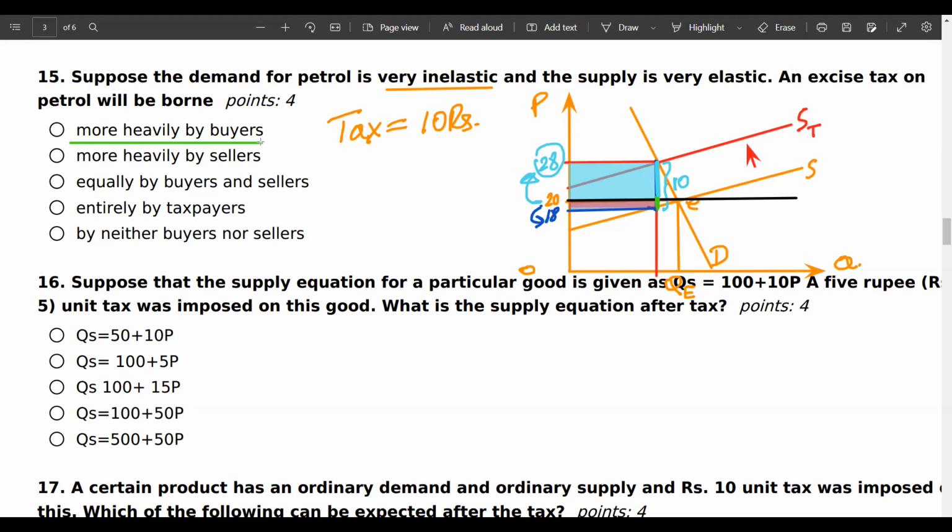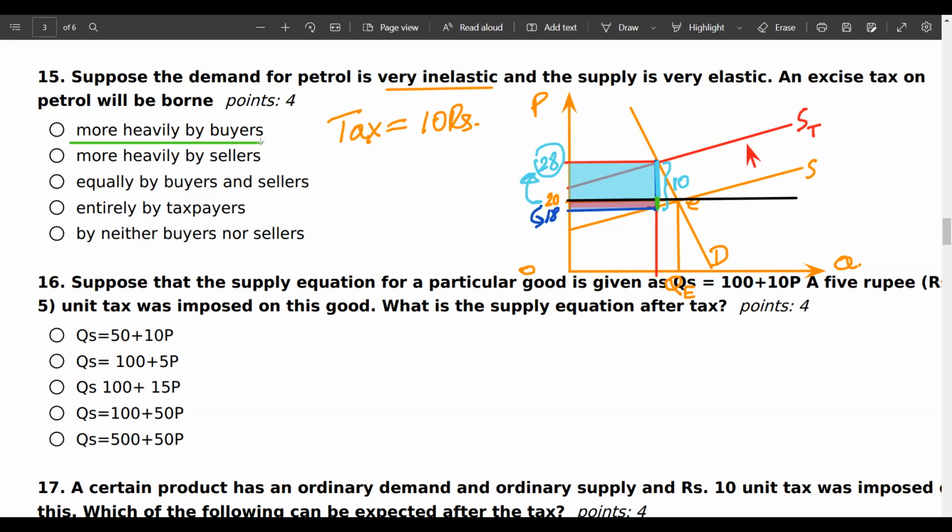You have to make sure you draw it that way. Once you have done that, you have to just shift the supply curve like I have done, and then find out what's the tax amount and show it in the graph by tracking yourself from the new equilibrium point towards the old supply curve.